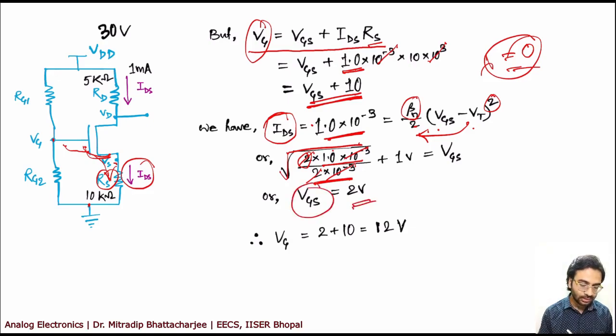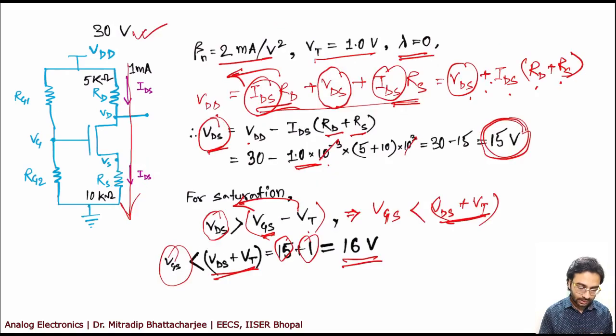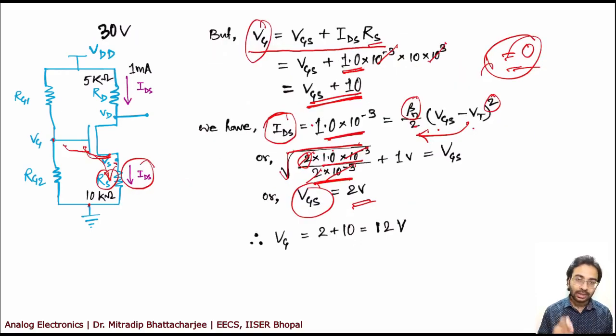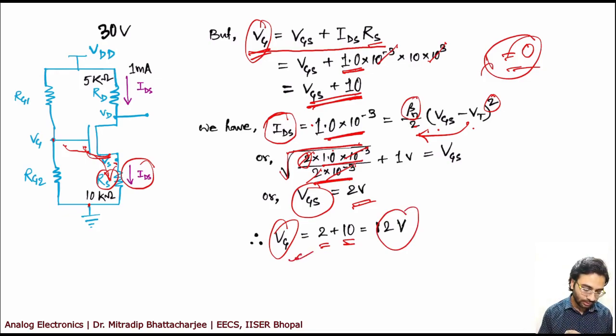So your VGS is 2 volt, which is definitely less than 16 volt. So we assumed saturation, we performed the calculation, and we found, yes, it is satisfying the saturation region. So things are fine over here. Then what is your VG value then? Your VG value becomes VGS plus 10. So VGS is 2 plus 10, that is 12 volt. So you got your VG value.